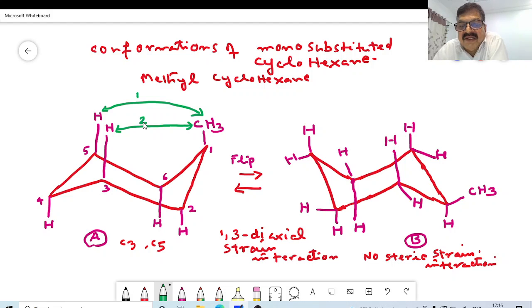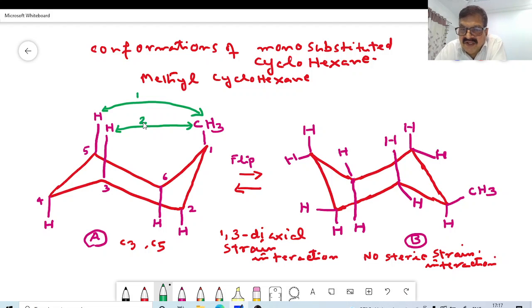What does 1,3 diaxial interaction mean? It is a destabilizing interaction. An axial methyl group close to two other axial hydrogen atoms will create two destabilizing steric interactions, called 1,3 diaxial interaction. Now, all atoms in the 1,3 diaxial positions on the bottom of the ring are hydrogen atoms here. Therefore there is no strain interaction.